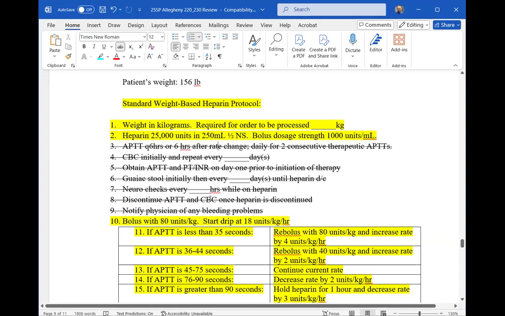Remember, this is a math test. You're just answering the math stuff. Okay. The next thing to pay attention to, and you'll see this repeated throughout the questions, is what is your bolus that you're starting with? So it says start with 80 units per kilogram. And then what is the infusion rate starting with? We're starting at 18 units per kilogram per hour.